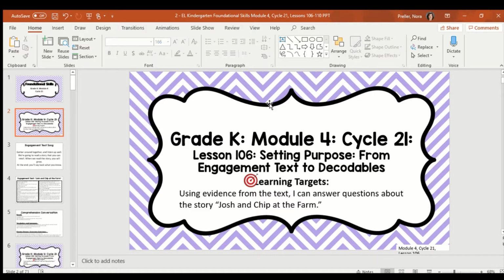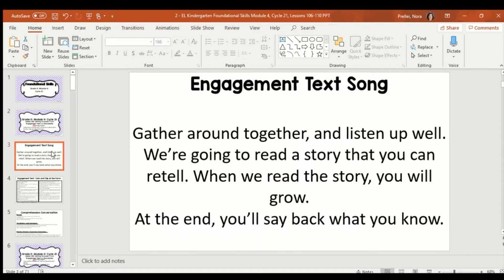Now, our target for today's lesson is using evidence from the text. I can answer questions about the story Josh and Chip at the Farm. I'm going to sing our engagement text song, and I would love it if you would sing along with me.